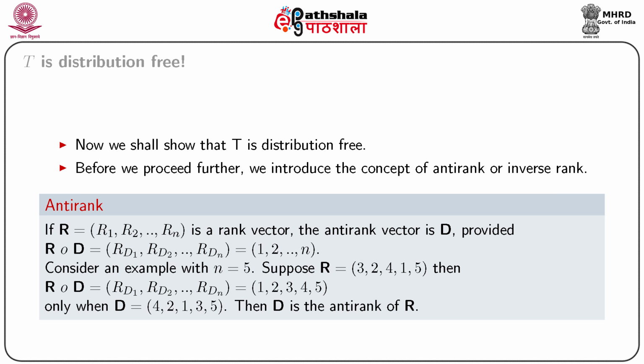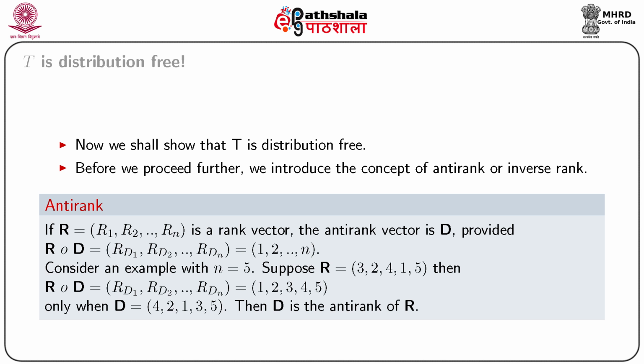First, we introduce the concept of anti-rank or inverse rank. Suppose n observations are ranked from smallest to the largest. Then we get the vector of ranks as R1, R2 up to Rn, which is denoted by R vector. Now, D, or the vector D, is the anti-rank if the composite vector R of D, that is R with suffix D1, R with suffix D2, up to R with suffix Dn, is the vector 1, 2, up to small n.